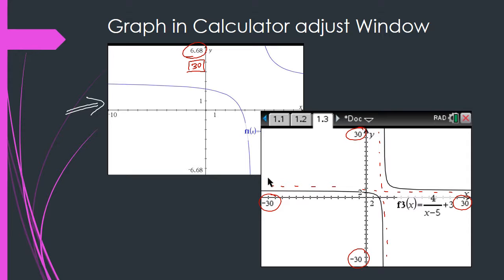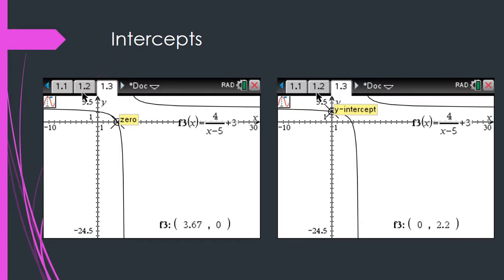Make sure that you do adjust your window so you can see as much as possible, or at least see the different inflections and changes in the graph. So this graph, it's a hyperbola. The next question is the intercepts.